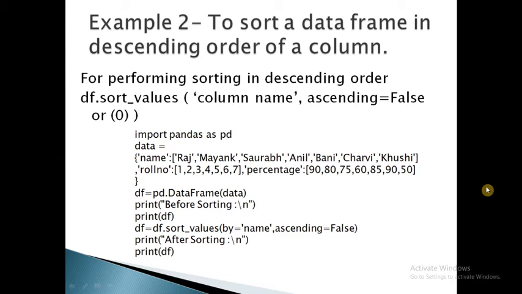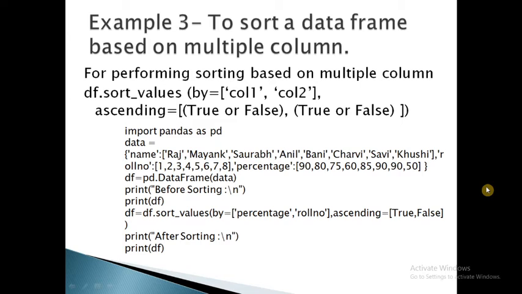Next, one more example. It is to sort a data frame based on multiple columns. If you want to sort by many columns or 2 columns, then you will write by is equal to a list of these 2 column names, and comma, ascending is equal to a list of true or false, separated by comma. Now let us take an example of this also.